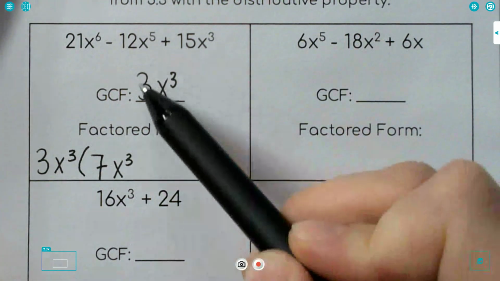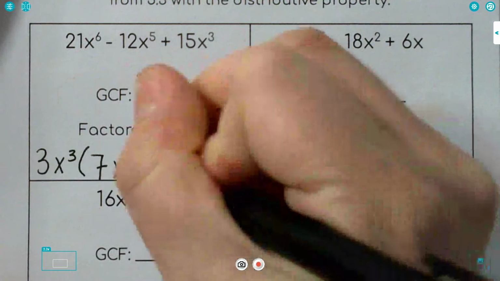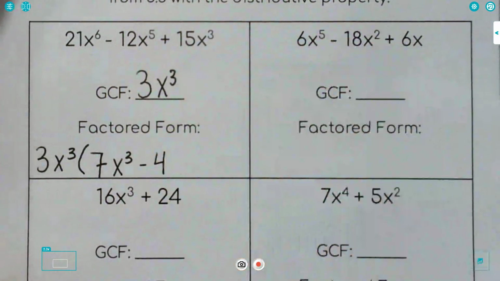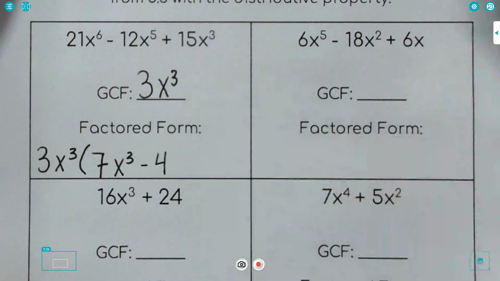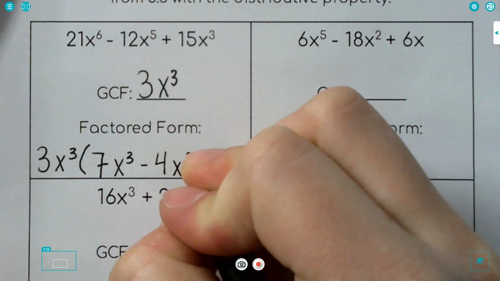Negative 12 divided by 3 is negative 4. And then we subtract our exponents. 5 minus 3 is 2. x squared.